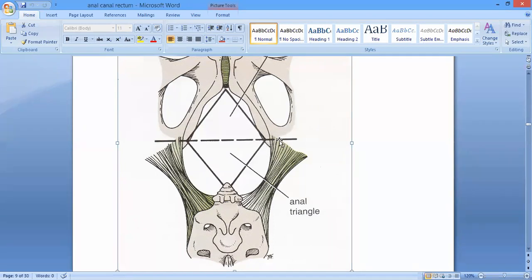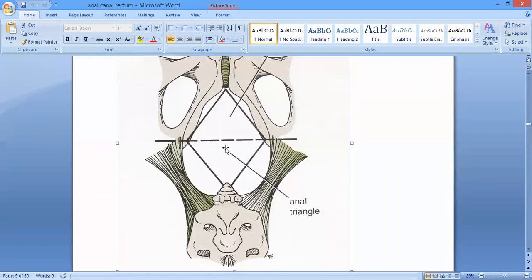If we draw a transverse line over here, which passes through the anterior part of the ischial tuberosities, this transverse line is going to divide this diamond-shaped space of the pelvic outlet into the anterior triangle and the posterior triangle. The anterior triangle is named the urogenital triangle, and the posterior one is called the anal triangle. This line is passing just in front of the anal canal. The anal canal will lie over here, right?